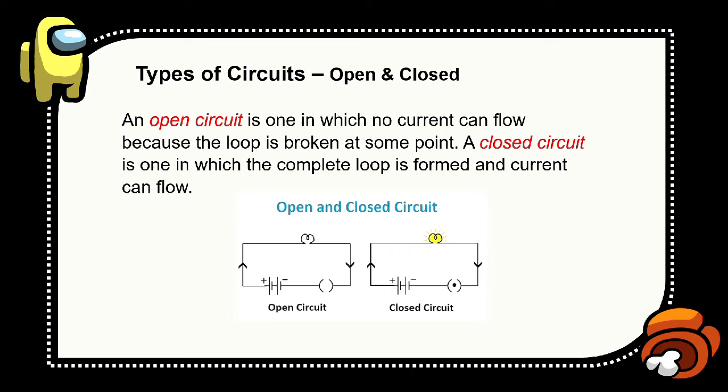So the bulb does not light, like this. And if the switch is closed, or turned on, then the bulb will light since current can pass through. So that is the closed circuit. So if the switch is off, then open circuit. So if the switch is on, closed circuit.